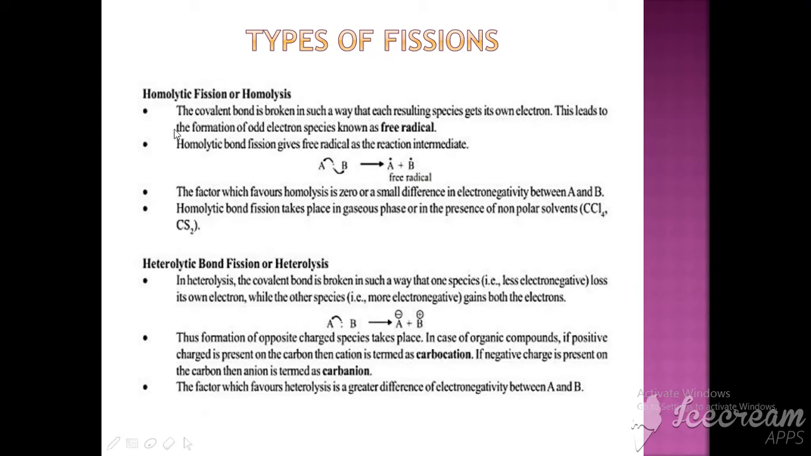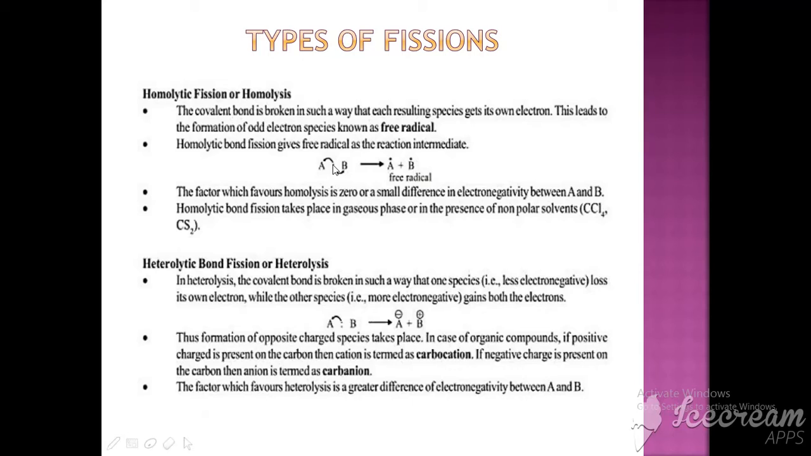There are basically two types of fission. One is homolytic fission or homolysis, and the second is heterolytic fission or heterolysis. Homolytic fission is one in which we get only free radicals. What are free radicals? Homolytic fission gives free radicals as the reaction intermediate. Here we can see that A and B are bonded by one bond. It's not visible clearly, but they are bonded over here.